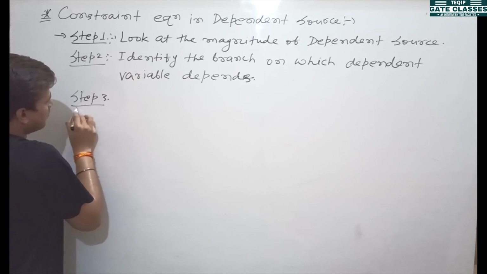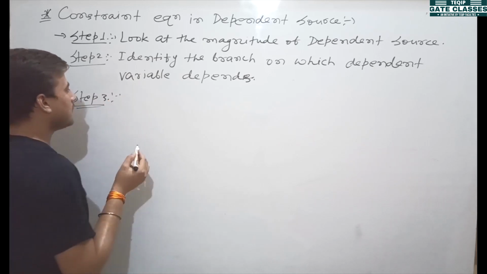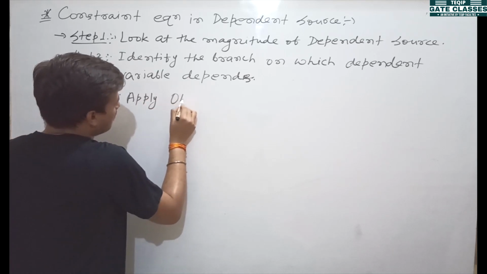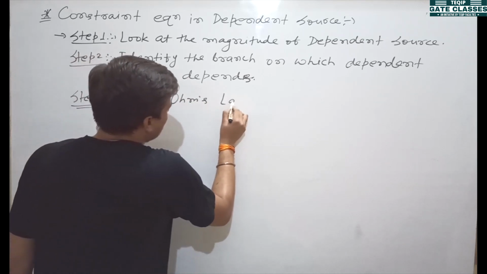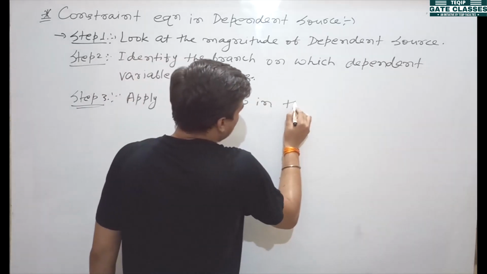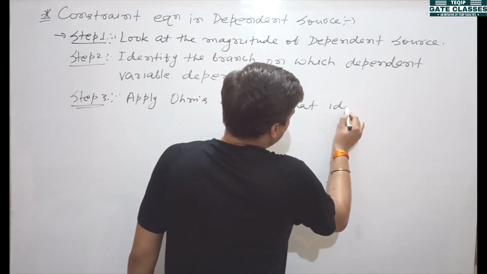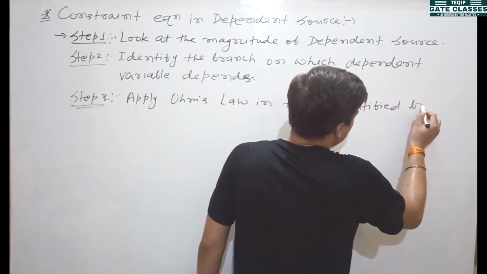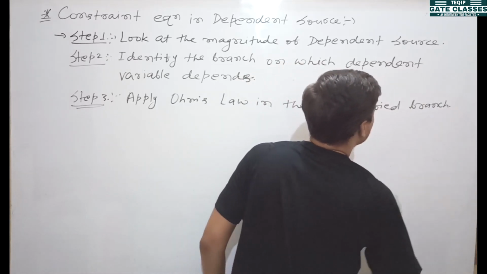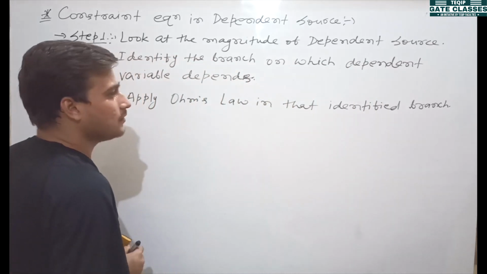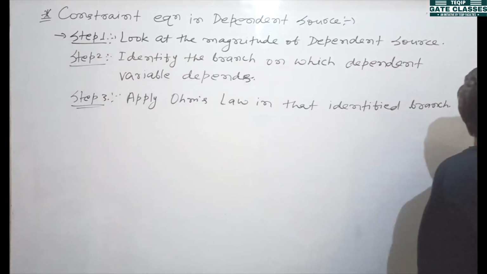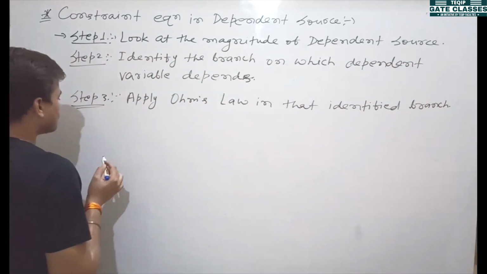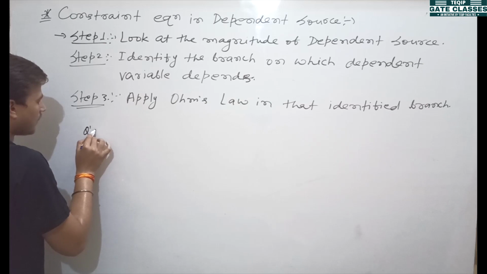Third step: once you identify the branch, then you will have to apply Ohm's law in that identified branch. You will have to apply Ohm's law in that identified branch. Clear? So let us take one question and we can understand.